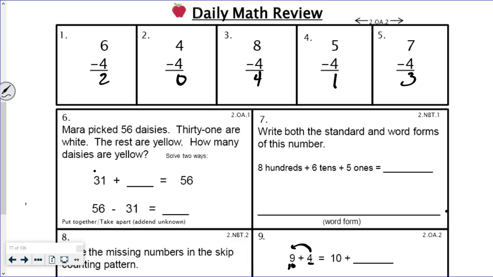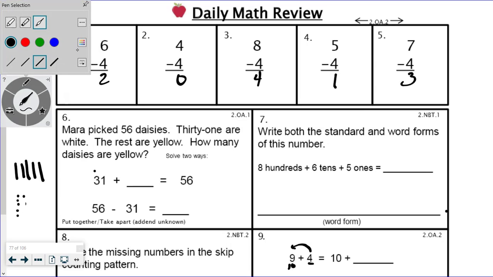So this one, Mara picked 56 daisies. 31 are white. The rest are yellow. How many daisies are yellow? So that means 31 are white. The rest are yellow, and altogether she has 56. So to figure that out, to find the difference, we can take 56 and subtract 31. So I'm going to draw a quick picture over here in the margin. So 10, 20, 30, 40, 50, 1, 2, 3, 4, 5, 6, and we're going to take away 31.